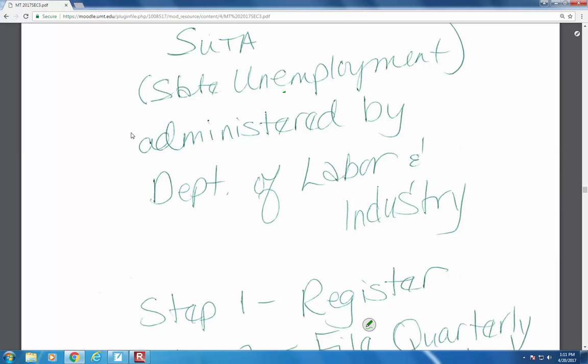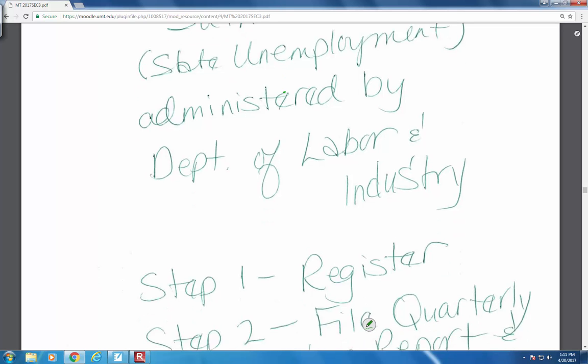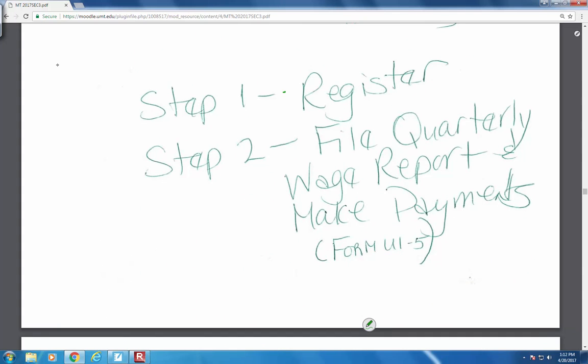Okay, so moving along. Now we're on the second organization, which is the Department of Labor and Industry, who administers SUTA, State Unemployment. And again, these steps are going to start to look pretty familiar. Step number 1, register, get a number. Step number 2, for SUTA, you do a quarterly report and you give them the money you owe them every quarter.